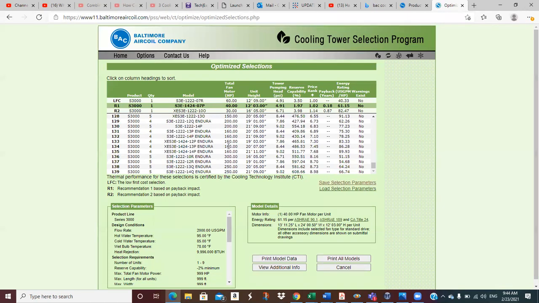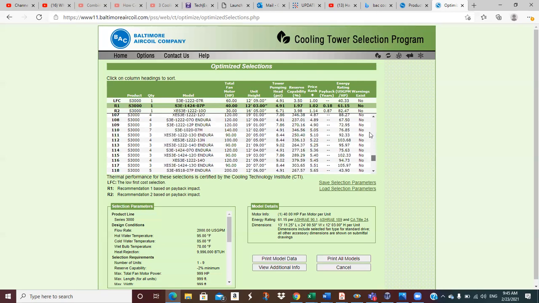And some of them, look, down here, these are 5 cells. And the price rank is like 8 times. I'm not sure why you'd want to do that, but maybe redundancy. If you have one big tower, one big fan, and it goes out, we used to say, you're out of luck. If you've got 5 cells and one of them goes down, you're probably still in tall cotton unless it's the hottest day of the year, in which case you might be in a little bit of trouble. So I guess there are some considerations there.